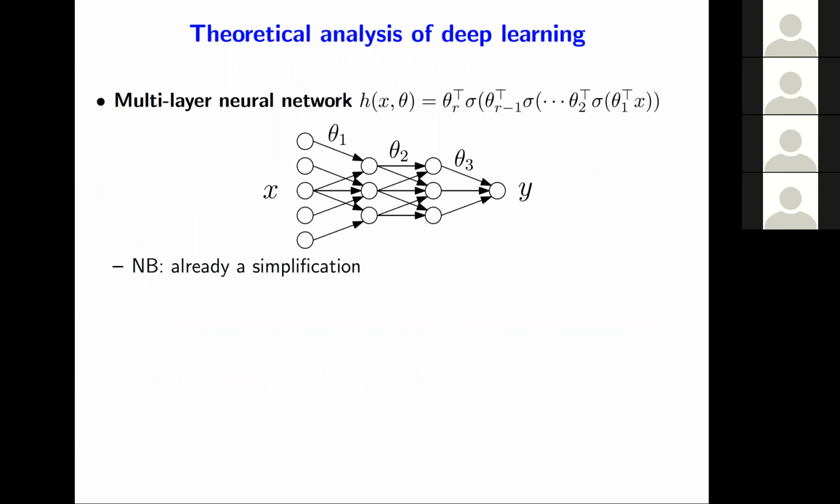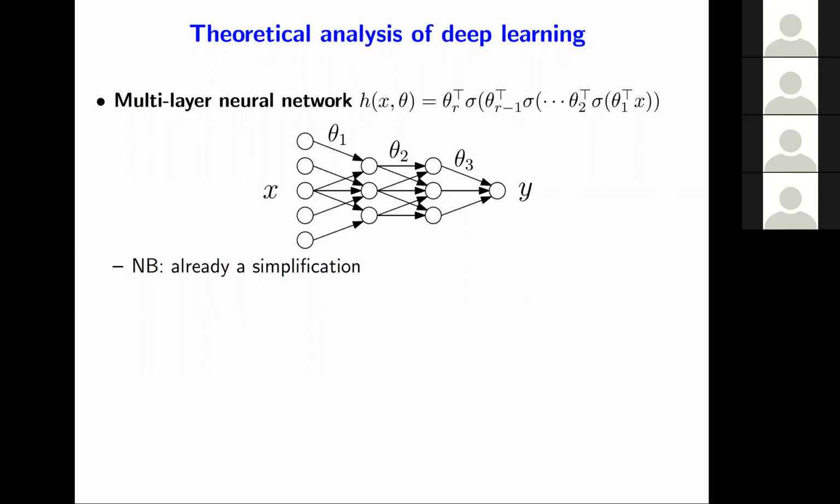And in particular, for deep learning, so for neural networks where you have multiple layers and hence a nonlinear model. First a note, this is already a simplification, because in practice, in particular for computer vision, people are using more complex models. They have convolutional layers, which are dealing with pseudo-invariance by translation. They have pooling. So many other things have been considered. And in this talk, I will only consider the fully connected networks.